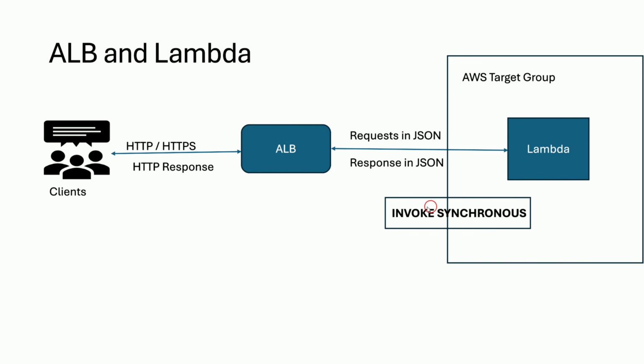Since this was a synchronous invocation, after processing Lambda will send a response. So Lambda knows only JSON, right? So the response is also in JSON format, and ALB will take the JSON and convert it to the format which will be understood by the clients. So since API or website uses HTTP or HTTPS responses, ALB will convert that back to an HTTPS response and send it back to the clients. This is how ALB and Lambda will be integrated to do the synchronous invocations for the Lambda.